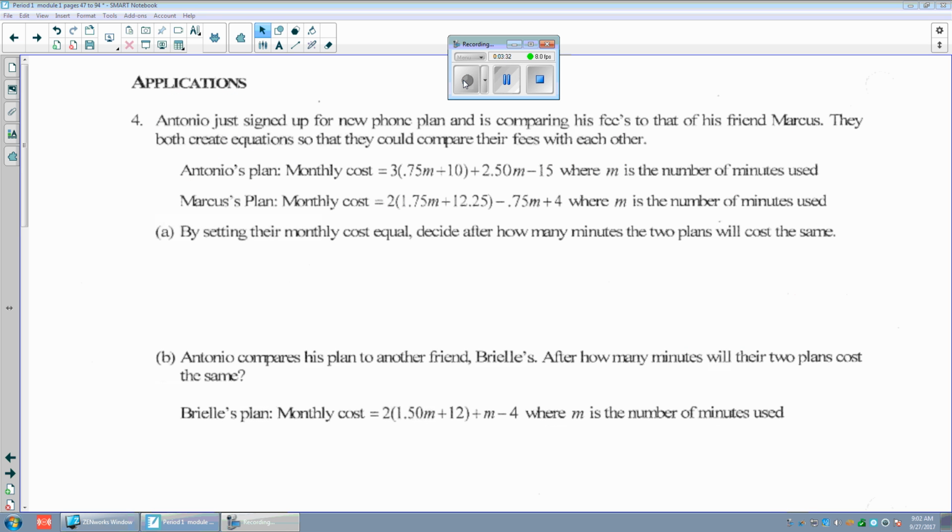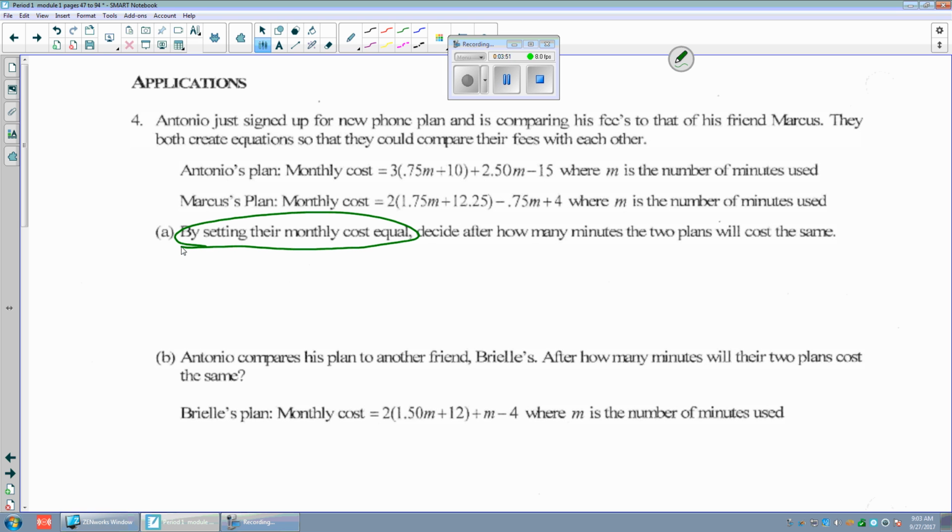This is tonight's homework. This page is going to be handed in and graded. Antonio just signed up for a new phone plan and is comparing his fees to that of his friend Marcus's. They both create equations so they can compare their fees with each other. And here are the fees. It tells us right here, setting their monthly costs equal to each other. Equal. So monthly cost and monthly cost.